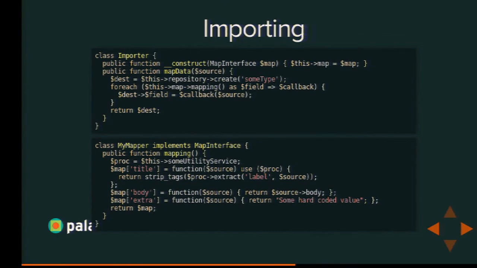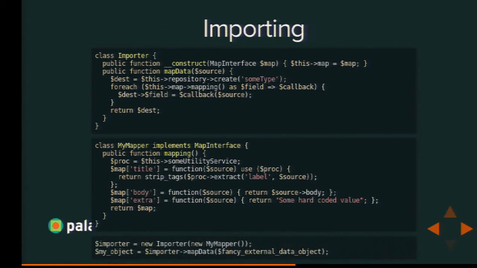Which means we can then import any values we want just by adding stuff to that array. And then we can call it very simply by taking some external object, passing it to map data, and we get our object back to save. We just wrote an entire import engine on one slide. This isn't made up either. We actually did this on a project at Palantir last year. This is slightly simplified code from an actual production project.